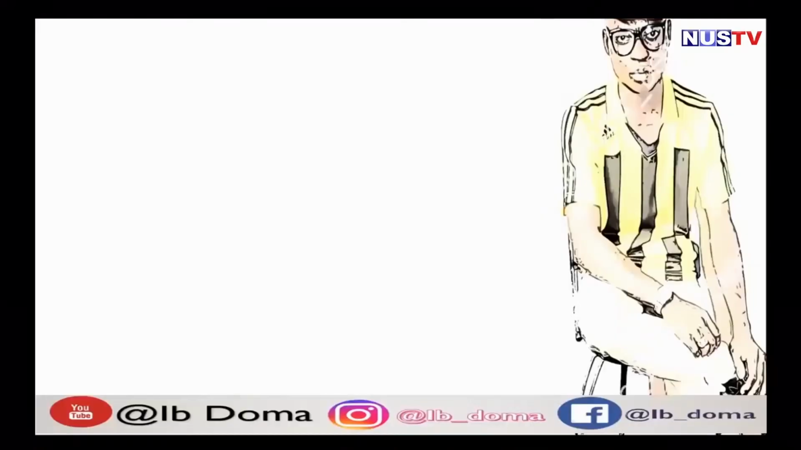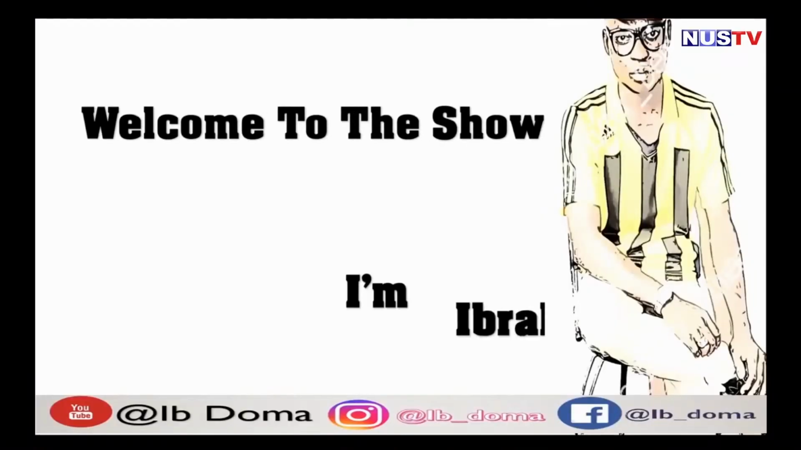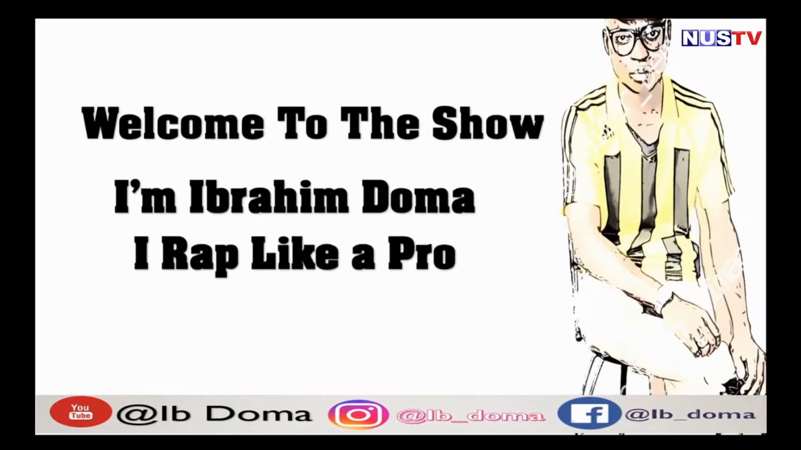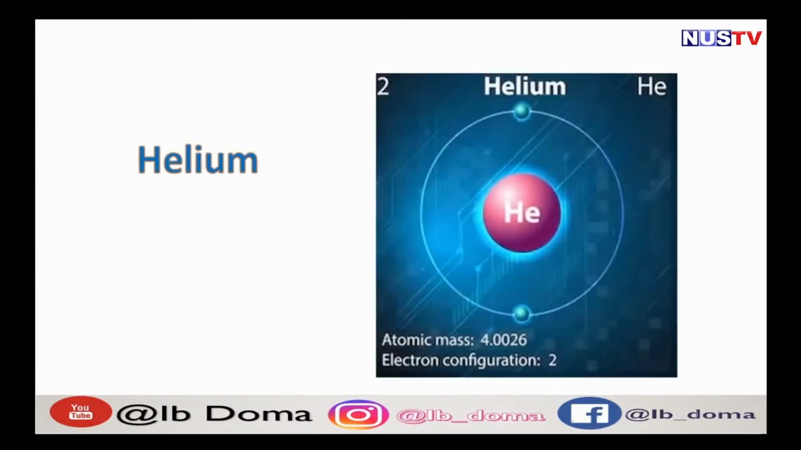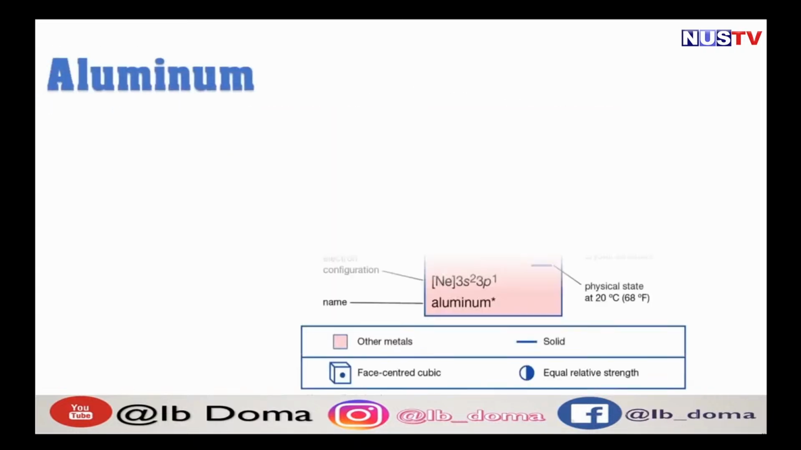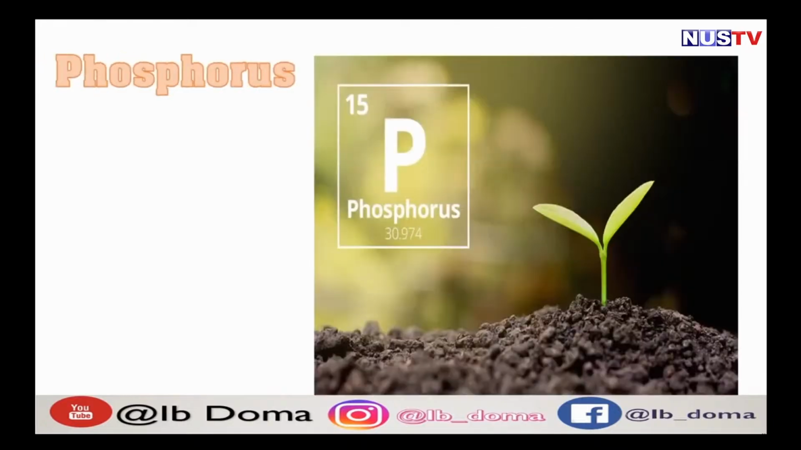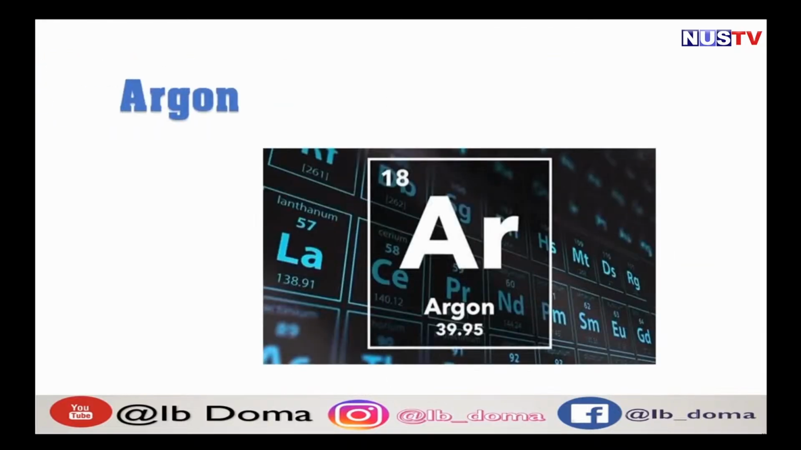Welcome to the show. I'm Ibrahim Do. I drop like a pro. First 20 elements. Hydrogen and helium. The top is the lithium. Fourth is beryllium, boron, carbon, nitrogen, oxygen, fluorine, neon, sodium, magnesium, silicon, phosphorus, aluminium, sulfur, chlorine, argon, 19 is potassium. The last, not the least, is known as the calcium. Try to be a scientist because they are the premium.